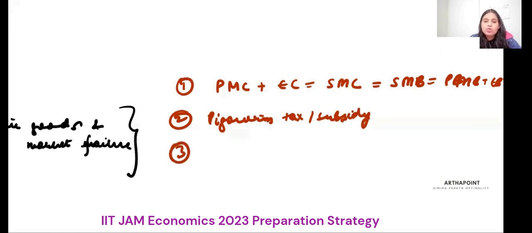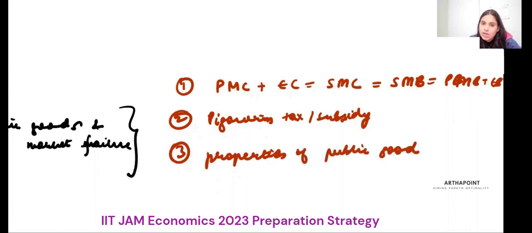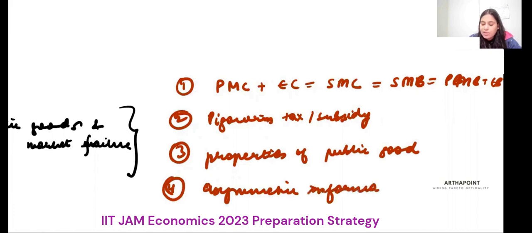Third, you should go ahead and know the properties of public goods, non-excludable and non-rivalrous. Fourth, you should be able to do questions with asymmetric information. इसमें 2 ही 3 तरीके की question है, वो lemons market कर लो बस, that's it.